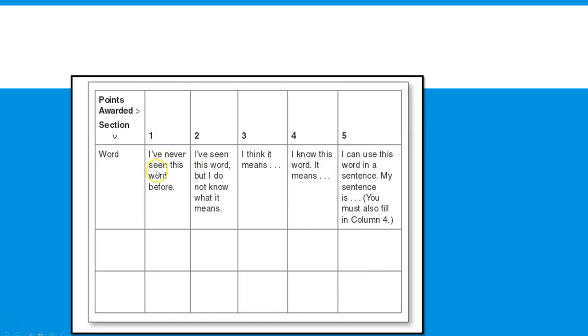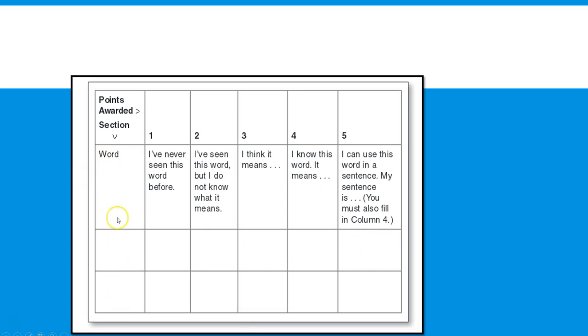Number 1 would be, I've never seen this word before. 2, I've seen this word, but I don't know what it means. 3, I've seen this word, and I think it means this. Or 4, I know this word, it means, and they would write their answers in these boxes below. And then 5, which would be the highest level of knowledge: I know this word, I can use it in a sentence. My sentence is, and they would actually write a sentence in the space provided.